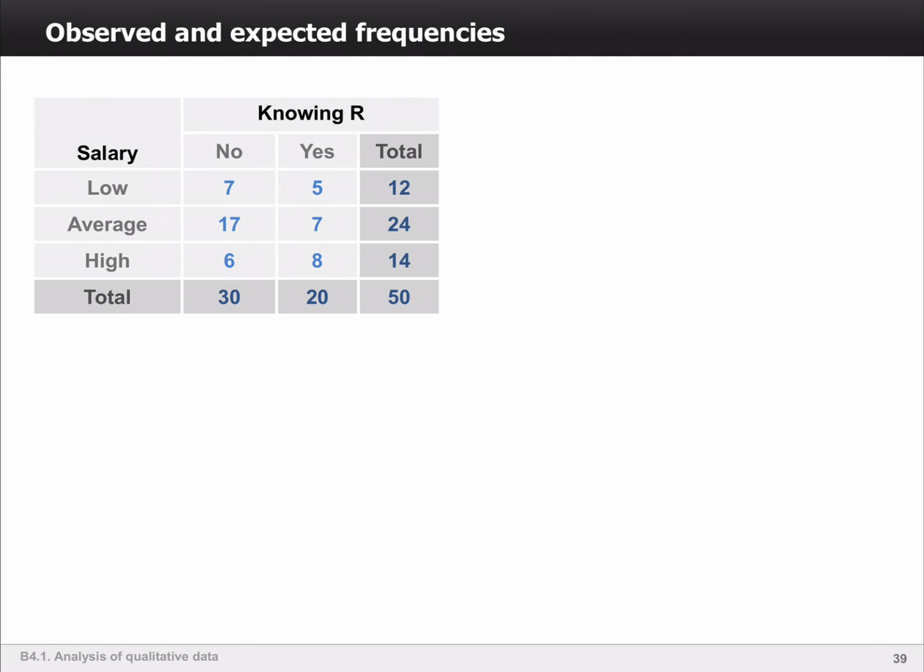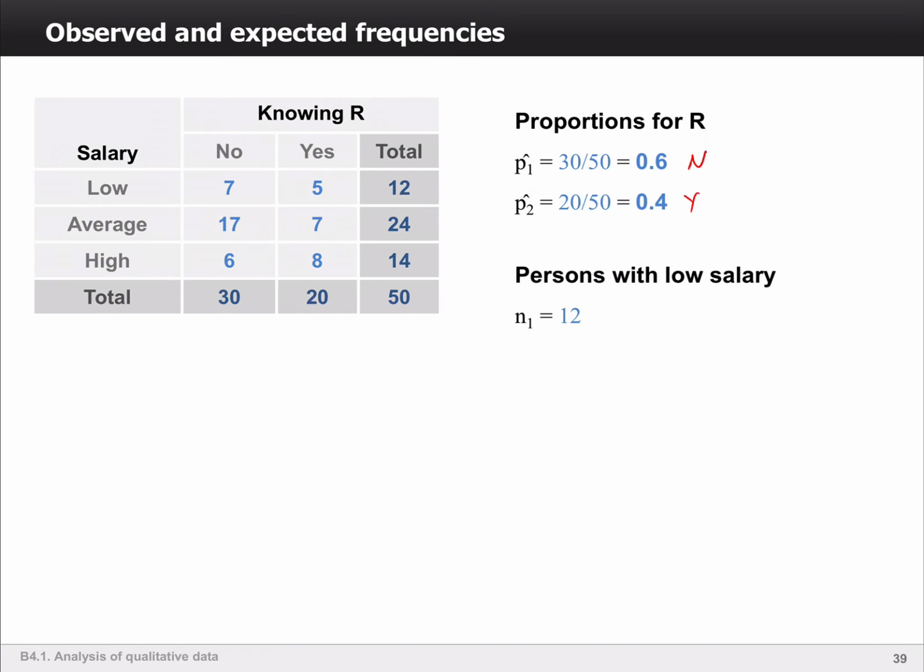Let's start with calculating expected frequencies. We already know the observed frequencies for our case. Now think: the proportions for engineers who don't know R and who know R are 0.6 and 0.4, right? Now, 12 engineers in total have low salary. How many of them should not know R, and how many should know R? Well, if there is no association, that's the split: 60% and 40%.